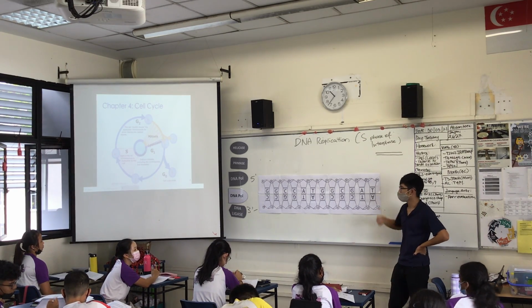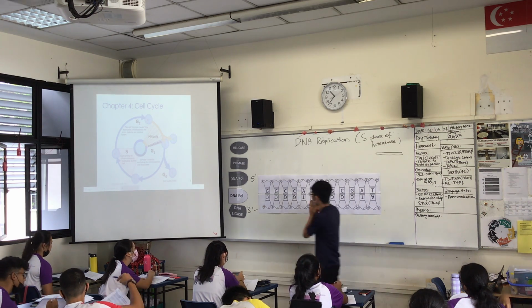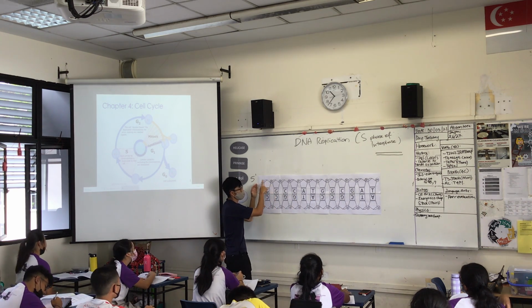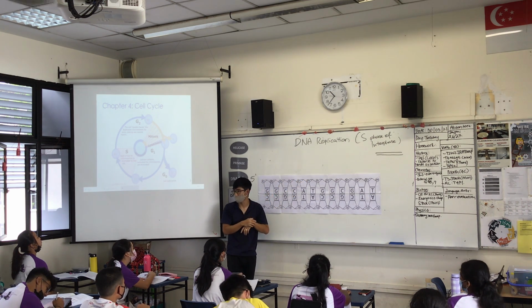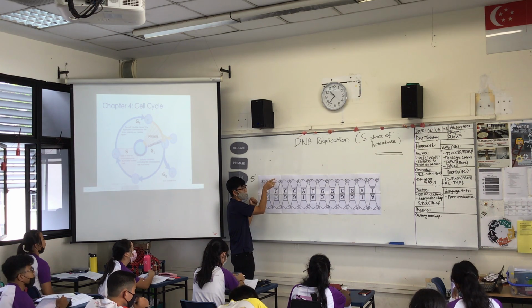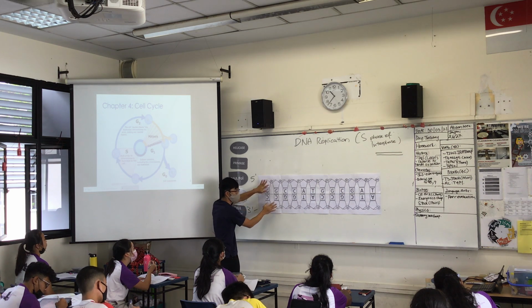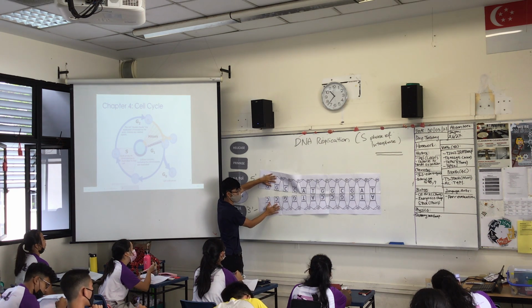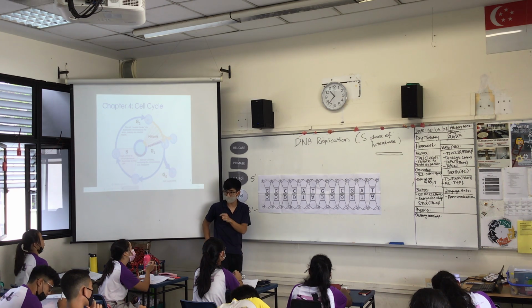Okay, good question. Okay, let's talk a little bit. What is connecting each nucleotide together? What's the bond called? Phosphodiester bond. Okay, so that's where you'll find phosphodiester bond. Phosphodiester bond holds each nucleotide adjacent to each other. But what holds the two strands of DNA together? What's the bond that holds them together? Hydrogen bond. So please take note of that.